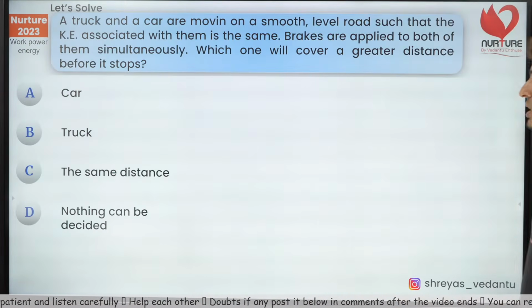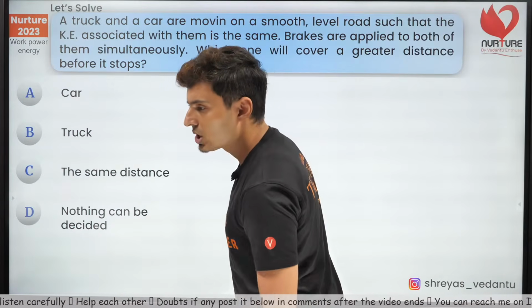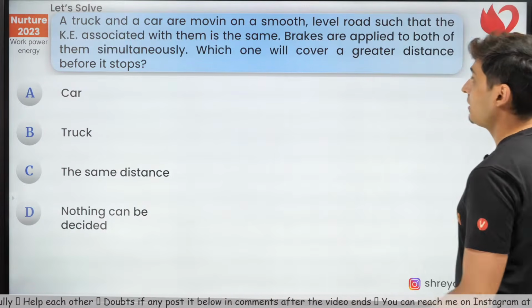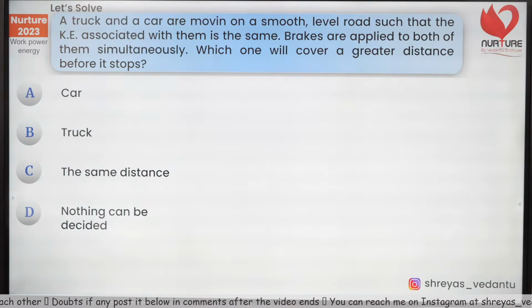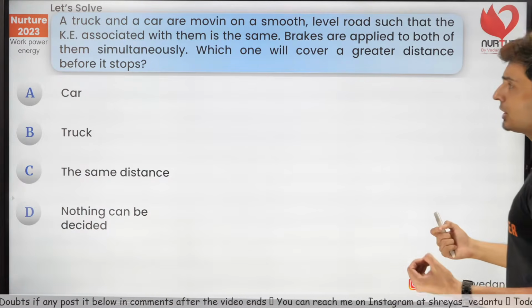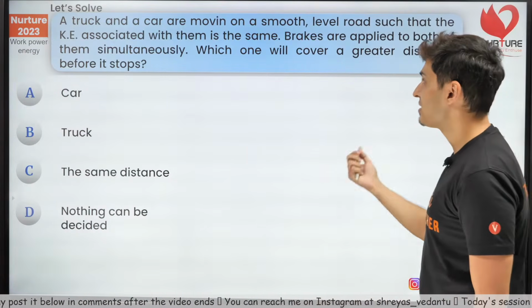All right. Let's solve some questions on your screen. Here it is. We have a truck and a car, and both of them are moving on a smooth leveled road such that the kinetic energy associated with them is the same.